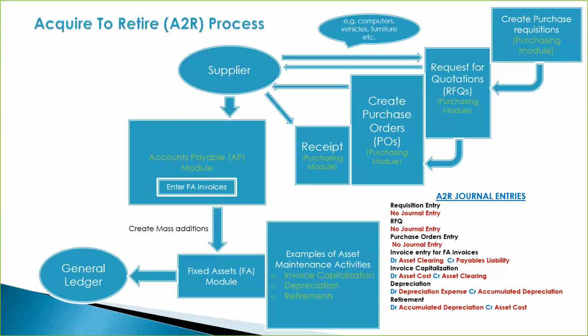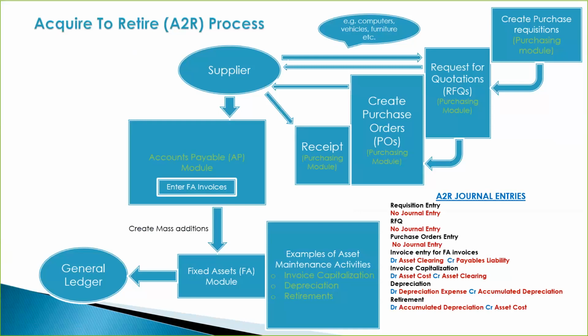Okay, so the system will know that that invoice is an asset invoice or a capital invoice. And therefore, when you run the Create Mass Additions program, it will know that it will pick up any invoices which have an asset clearing account at the distribution level, and then it will send those invoices to the fixed assets module.